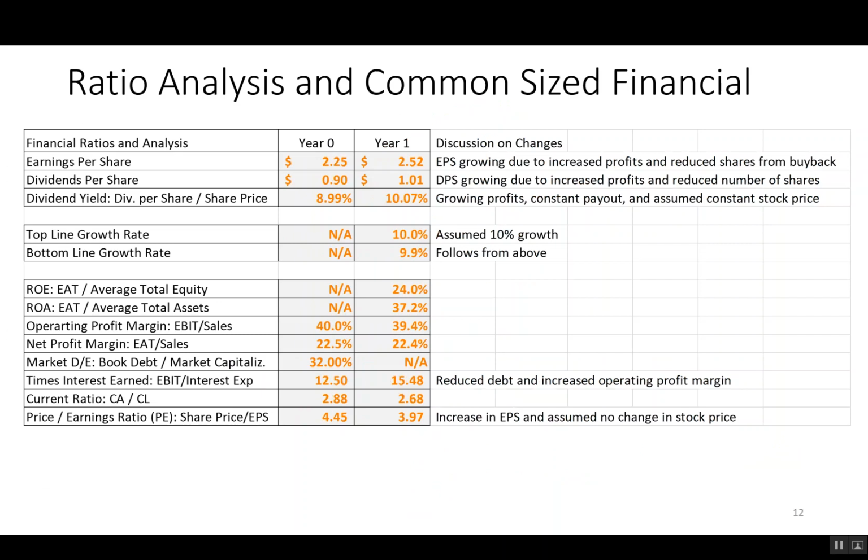And then we can do some basic ratios: earnings per share, dividends per share, our dividend yield. We have some growth rates, the percent change in top line growth, revenue, and percent change in bottom line growth, net income. We have our ROE, our ROA, operating profit margin, net profit margin, times interest earned, which is a measure of how much money you're generating to pay off your interest expense. Your current ratio is a measure of short-term liquidity, the ability to meet short-term liabilities. And then I just put in a price-earnings ratio.